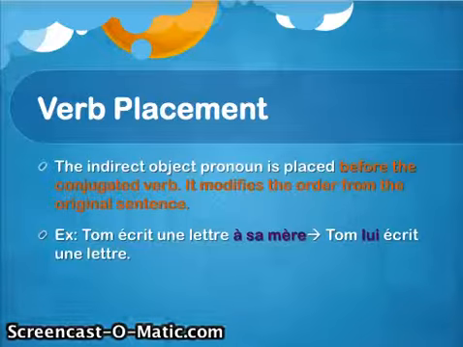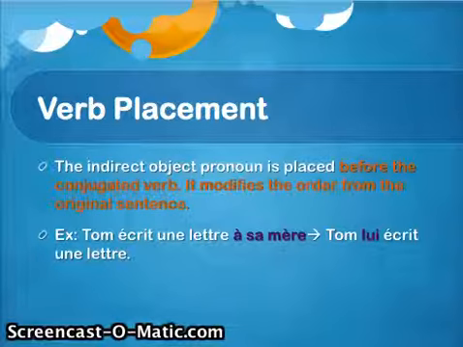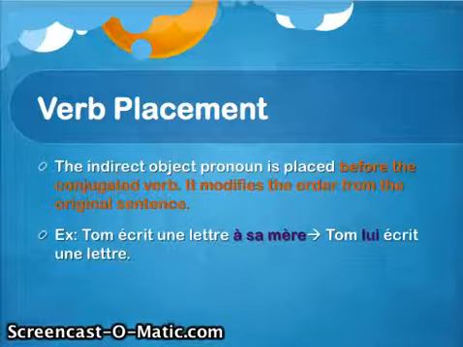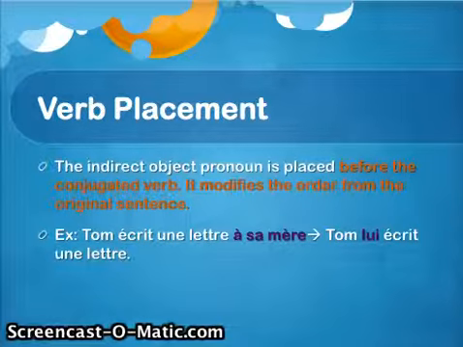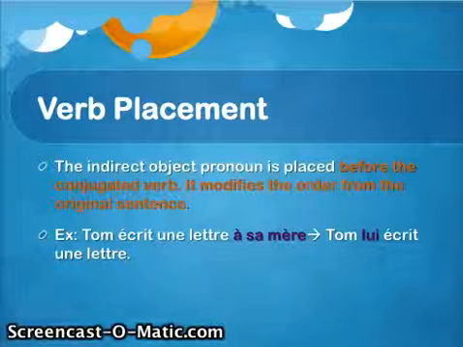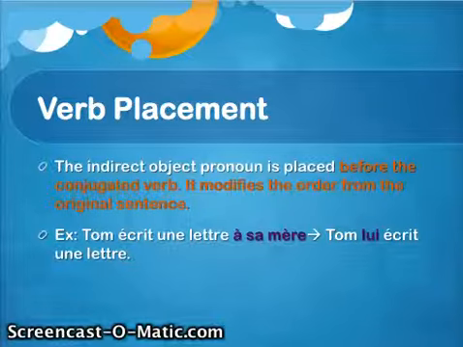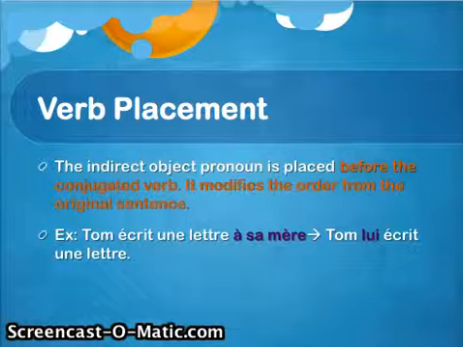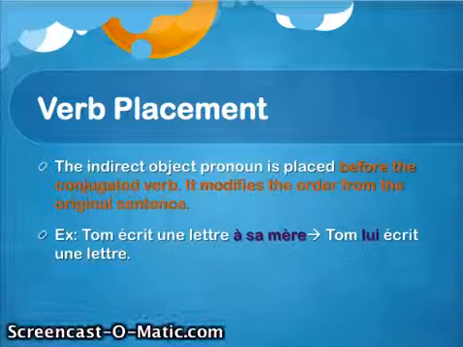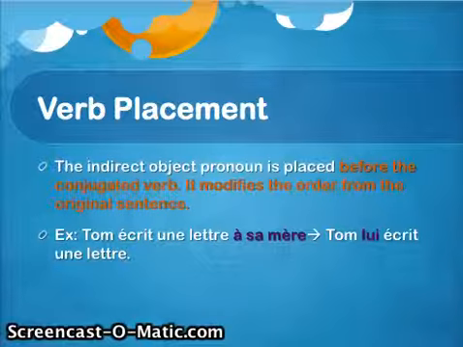All right, moving on to verb placement. The verb placement is going to be following somewhat the rule that I've given you for the direct object pronoun, which is to place the pronoun right before the conjugated verb. So when you do that, it will kind of shift things around. It will modify the order of things. It will modify from the original sentence, but it will still have the same meaning.